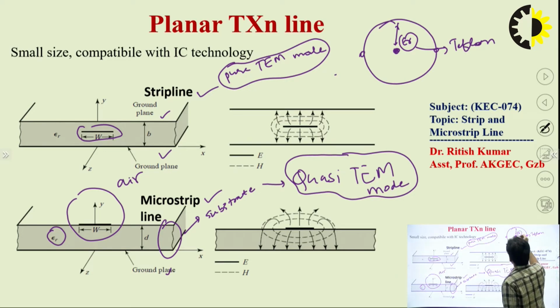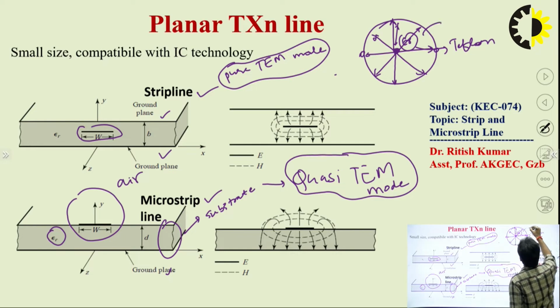As we know, the electric field distribution in a coaxial cable looks like this. So this is a kind of pure TEM mode. So we can say the coaxial cable also has the pure TEM mode.